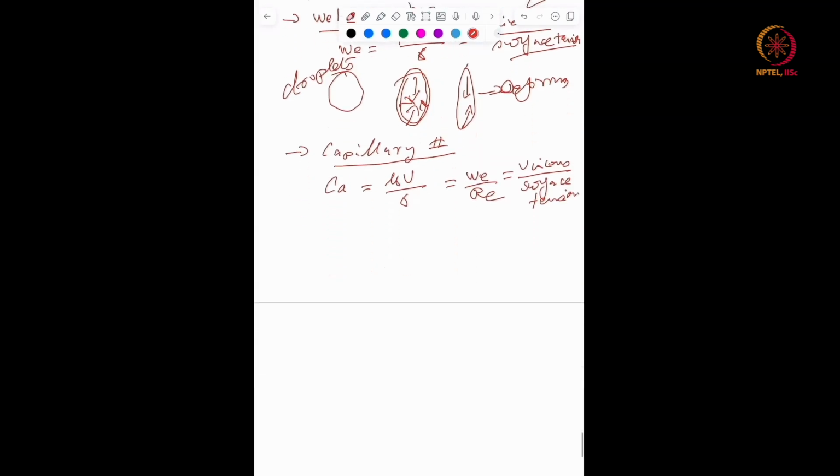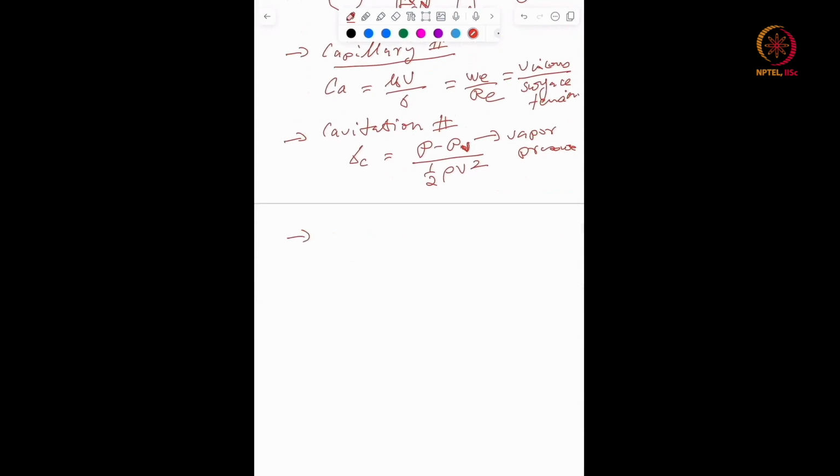Then you have the cavitation number. So what is a cavitation number? Let's call it sigma c. Sigma c is basically P minus Pv divided by half rho V square, where Pv is basically the vapor pressure.